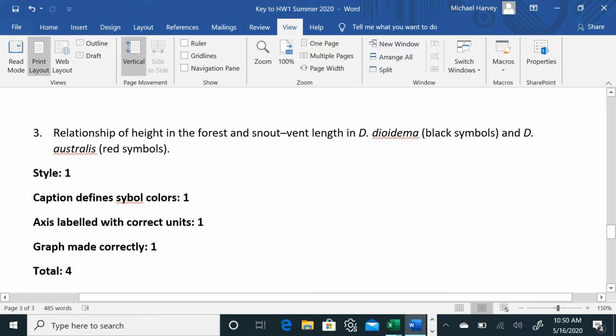So you look at these things and ask, which of them is the dependent variable? Height in the forest is the dependent variable. We're trying to determine if it depends on snout vent length. In other words, we're asking the question: do larger lizards prefer to be at a higher position in the forest? That's what this graph is showing.